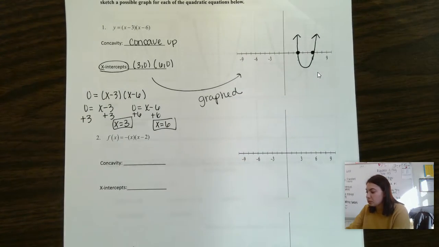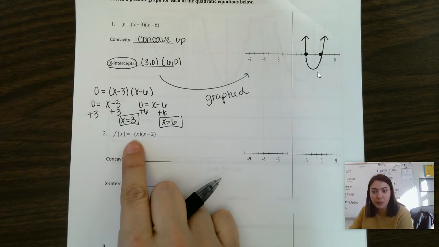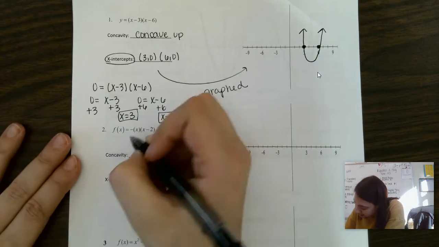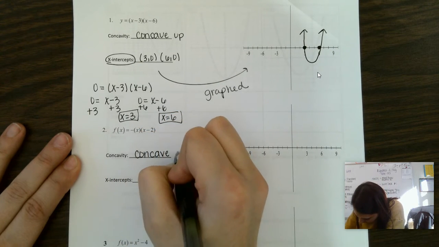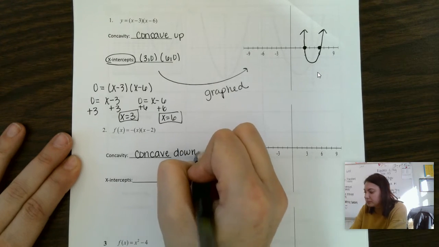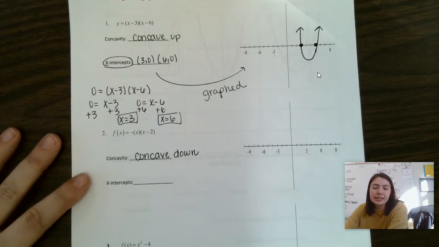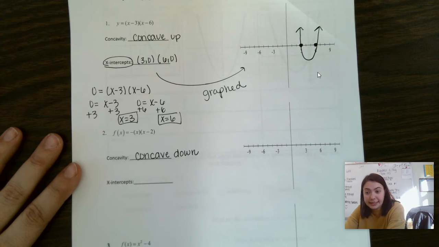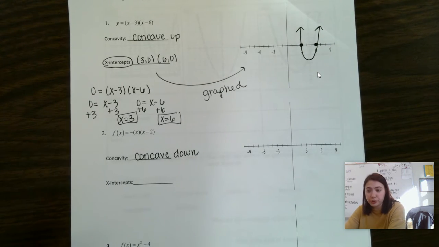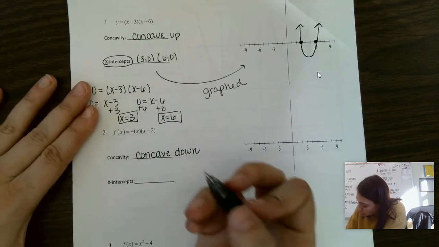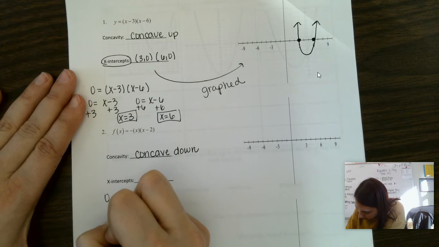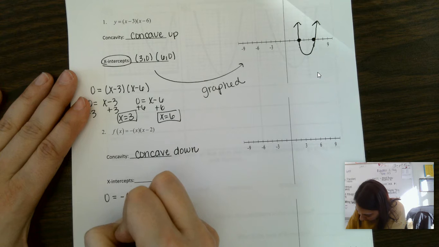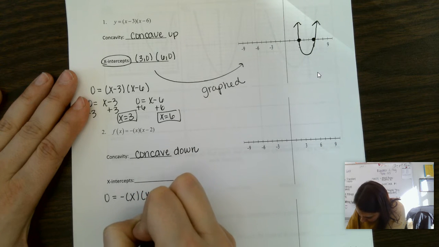Okay, notice right away, in our second example, we see a negative out in front. That's going to tell us right away that our parabola is concave down. Now, in order for us to find our two x-intercepts, we do need to find our two solutions to the equation. So we can go ahead and substitute f of x with 0. We can say 0 is equal to negative x times the quantity x minus 2.